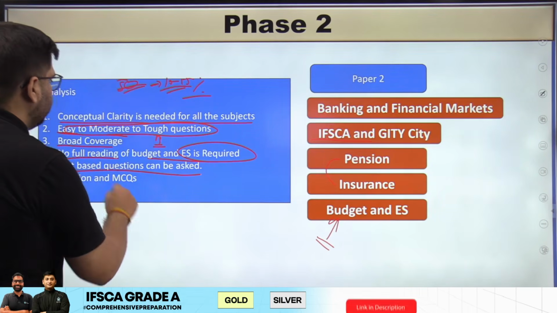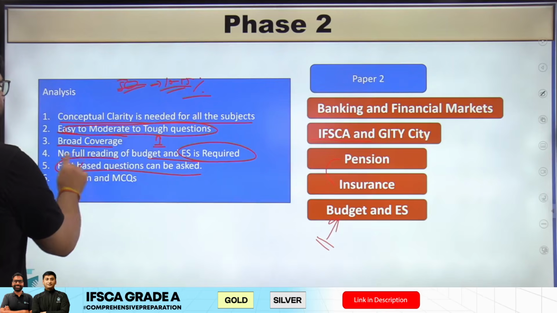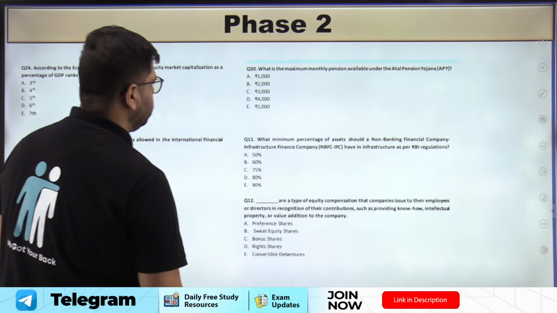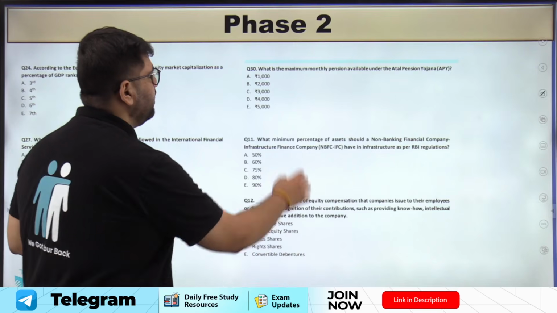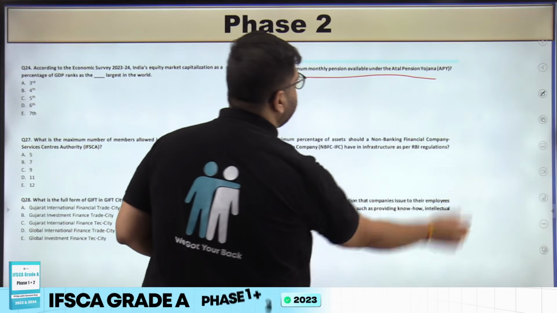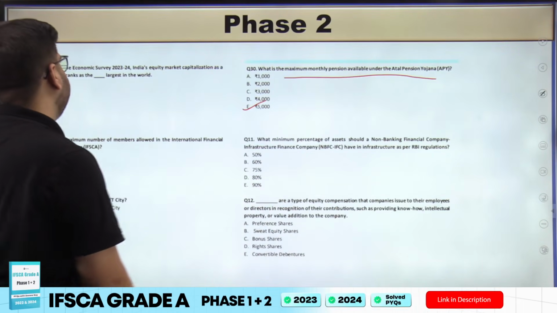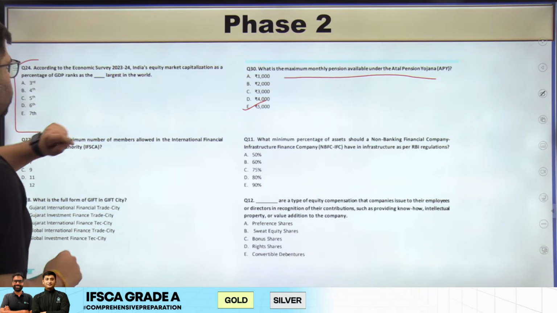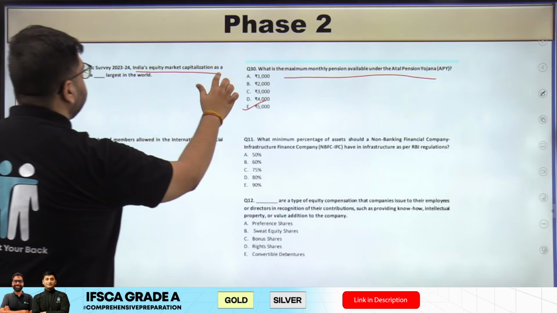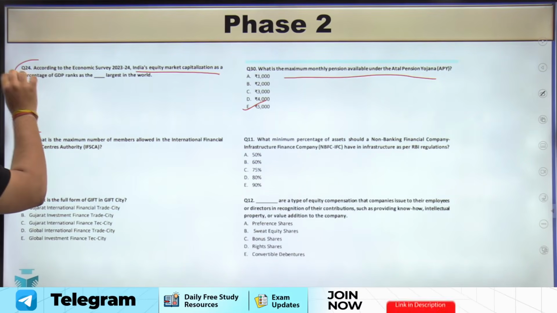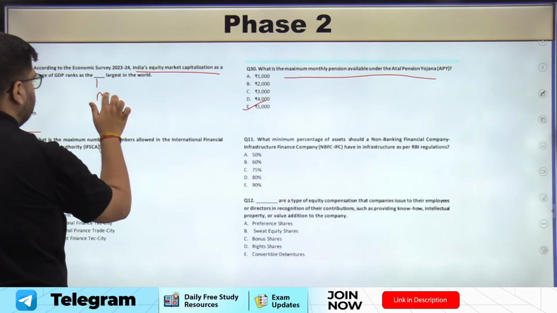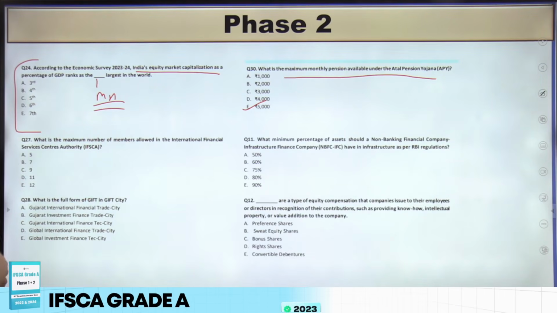I should rather write fact-based questions are asked, not can be, because if I show you the questions, they are asking you directly: what is the maximum monthly pension available under APY? The answer will be 5,000, right? See the question which they are asking from the economic survey: according to the economic survey of financial year 2024, Indian equity market capitalization percentage of GDP ranks dash in the world. Now this is coming as a major highlight. This is not a kind of small stuff.